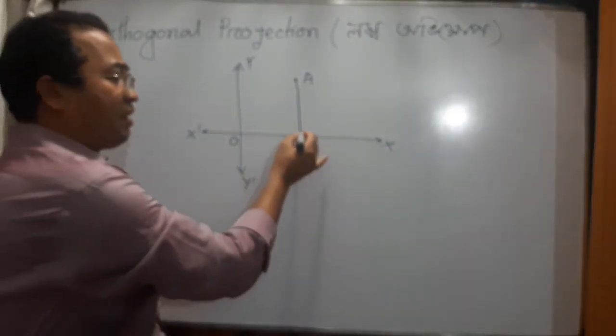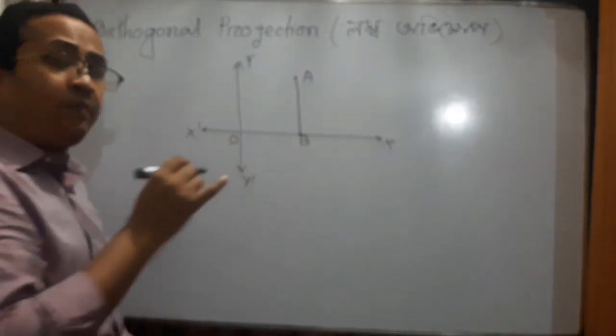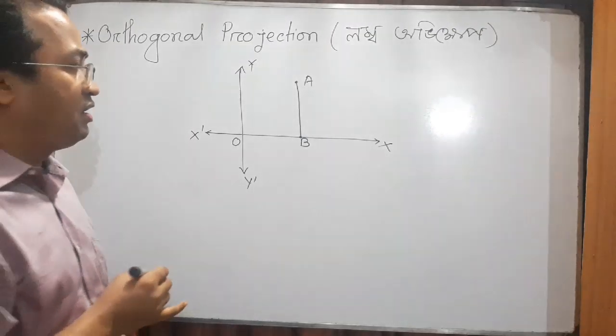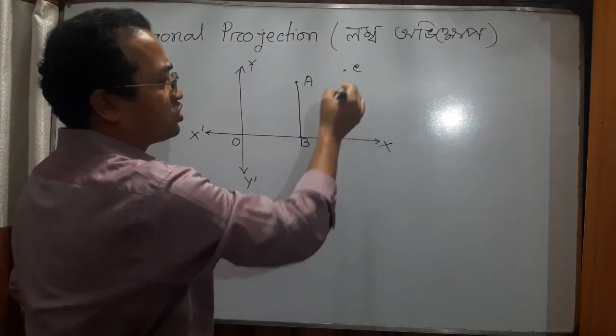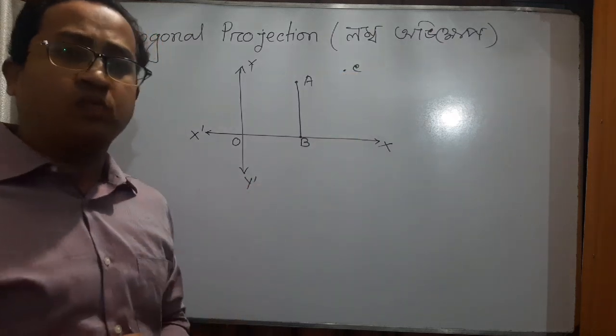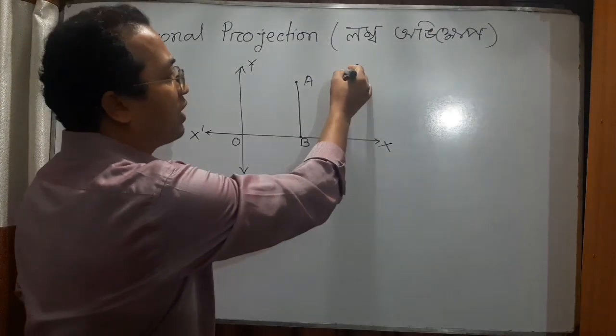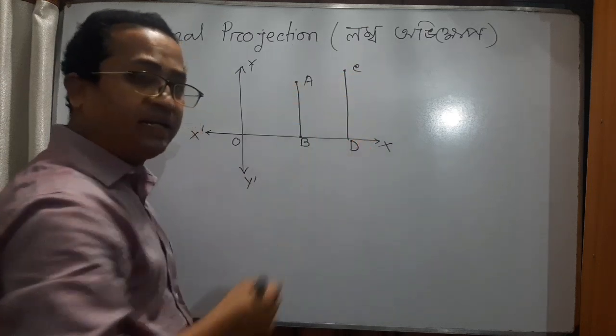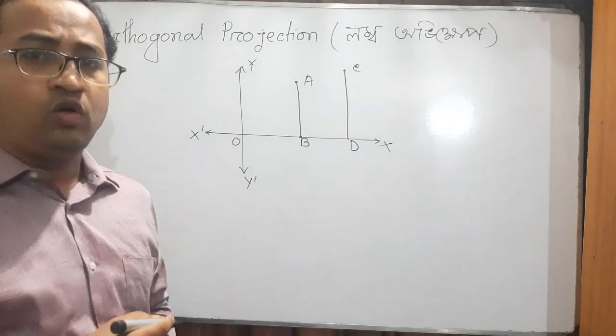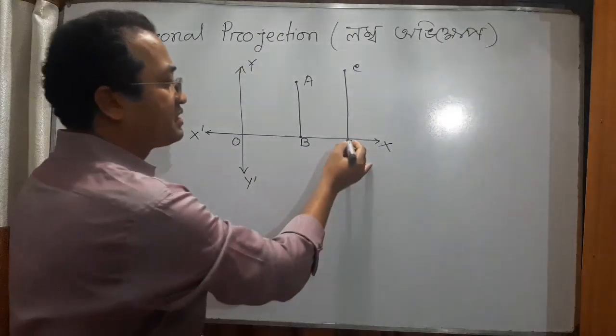So the orthogonal projection of a point is a point. Now take another point C. What will be the orthogonal projection of C? You should draw a perpendicular there. Say this is CD. So D will be the orthogonal projection of C.